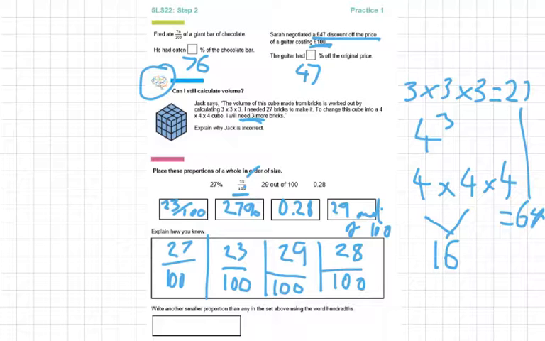Write another smaller proportion than any in the set using the word hundredths. Okay, I'm going to say 18 hundredths. Excuse my writing, I'm writing right at the bottom. I could have also said 1/10 and 8 hundredths. And 8/100. It's the same thing.